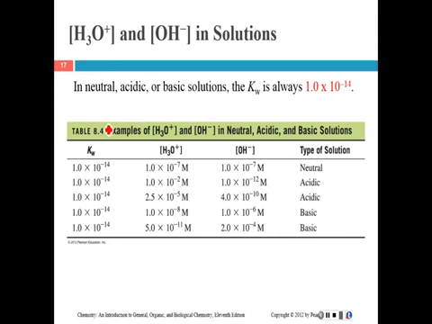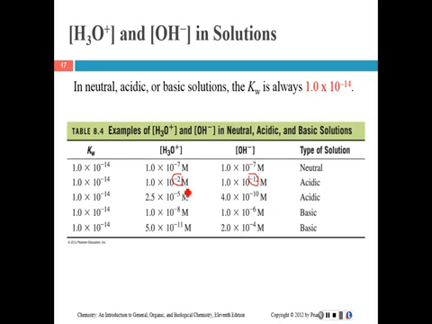Now let's take a look at this chart. Here we have a Kw value, which is going to be the same. And remember, when we multiply H positive times OH negative, we're always going to get that Kw. So you can see how it works out here. These concentrations are equal. We have a neutral solution. Now, you notice if you're multiplying these two together, you're really taking the negative 2 and adding the negative 12 together. And that's how we get the negative 14.